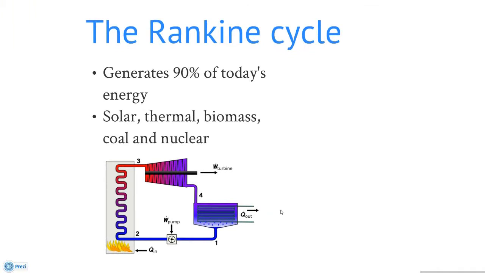These 3 steam engines are based on the principle of the Rankine cycle. The Rankine cycle generates about 90% of all electrical power used throughout the world, including virtually all solar, thermal, biomass, coal and nuclear power plants.